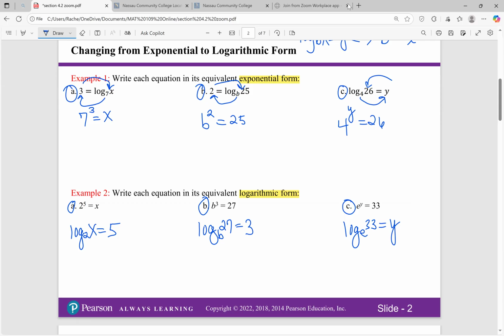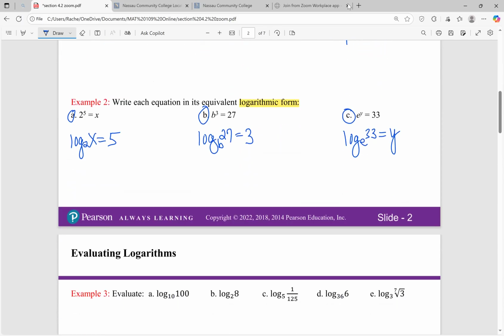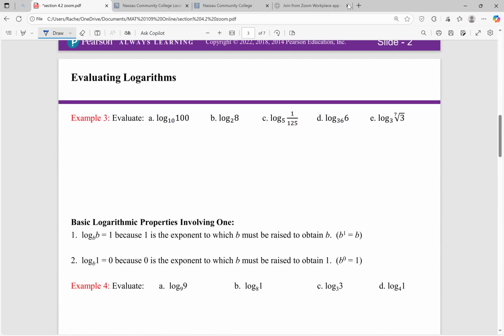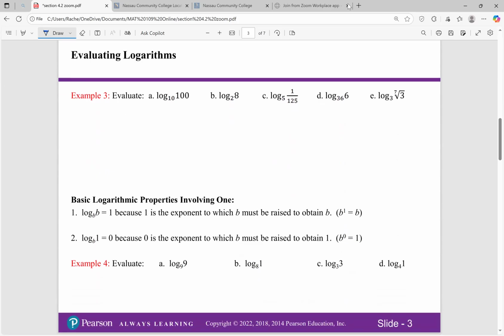And then above, we went from logarithmic to exponential form. And these are going to be helpful down the road when we start solving equations that involve exponents and logs. So now let's talk about evaluating logs. So look at example 3. A says, what is log base 10 of 100? So in other words, I'm asking, remember, the answer to a log is just the exponent. What would I have to raise the base to in order to get x, which is 100 in this case, and the base is 10.